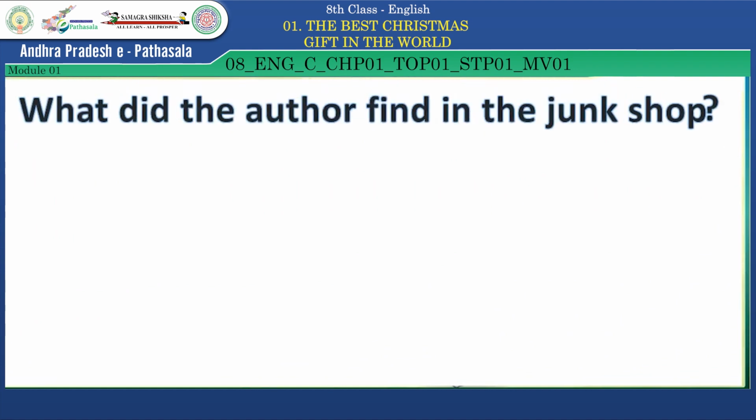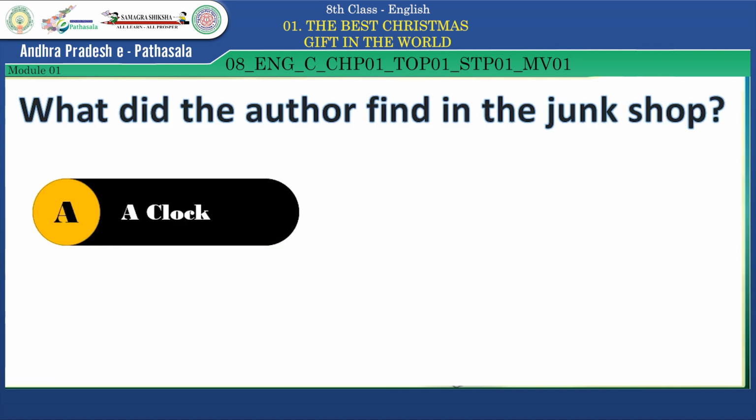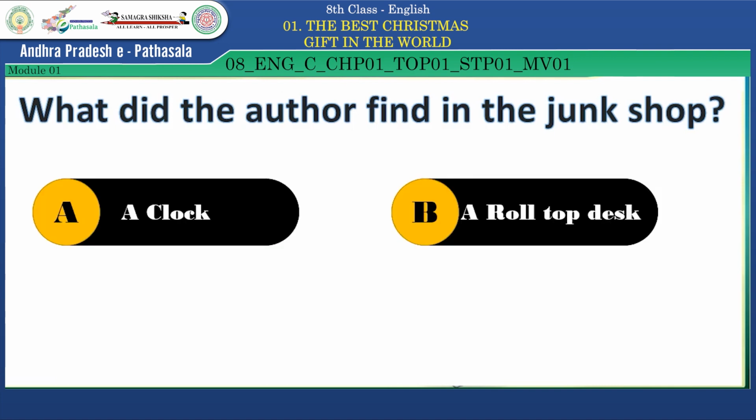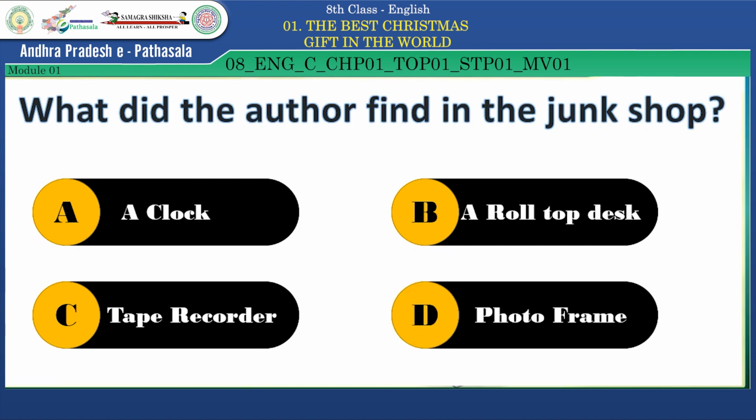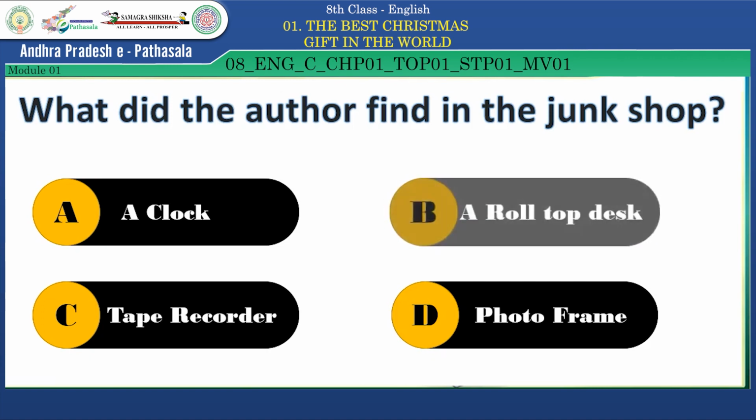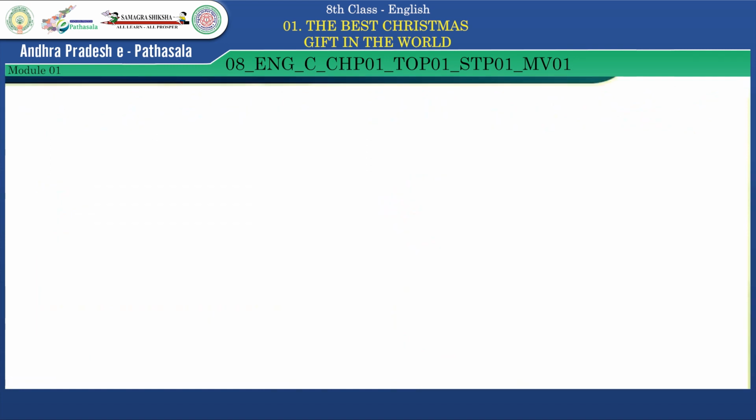Students, look at the second question. What did the author find in the junk shop? Option A, clock. Option B, a roll-top desk. Option C, tape recorder. Option D, a photo frame. Choose the correct answer. Yes, you are correct. Answer is a roll-top desk.